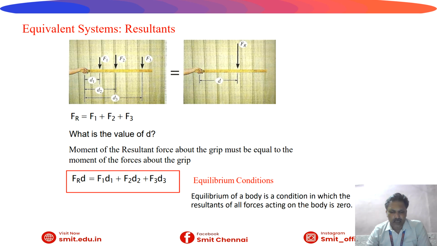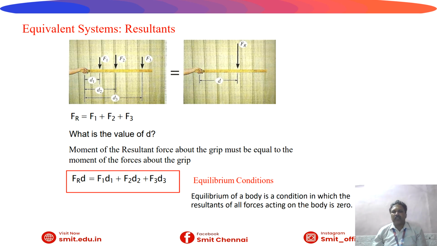Now another one, the same thing. One man is holding a long scale, and various forces F1, F2 are acting. The resultant force is the sum of all the forces. Now applying Varignon's theorem, we can find F R D equals F1 D1 plus F2 D2 plus F3 D3. The moment of the resultant force about the grip must be equal to the moment of the forces about the grip.